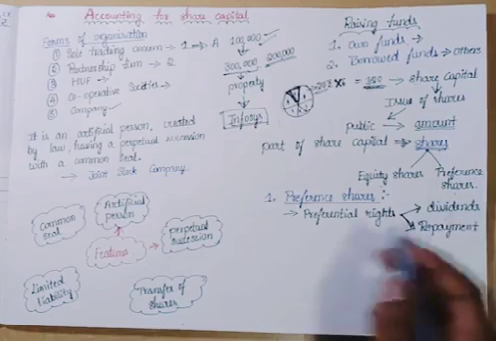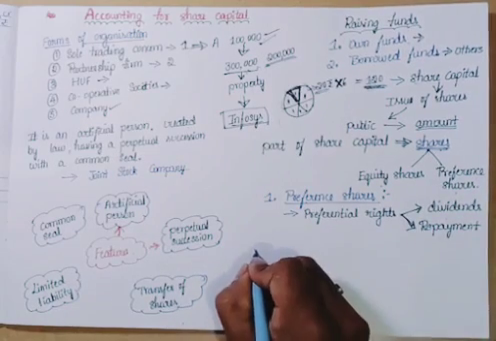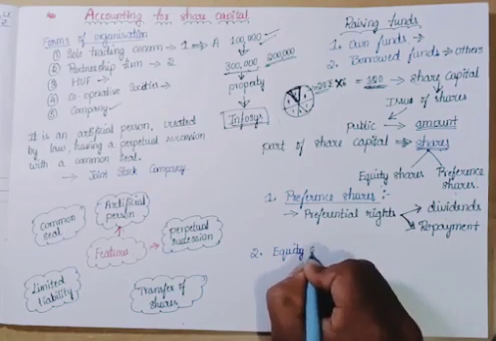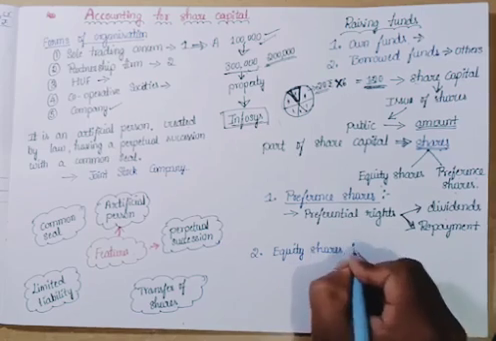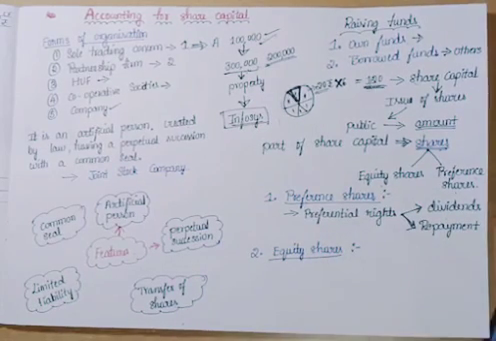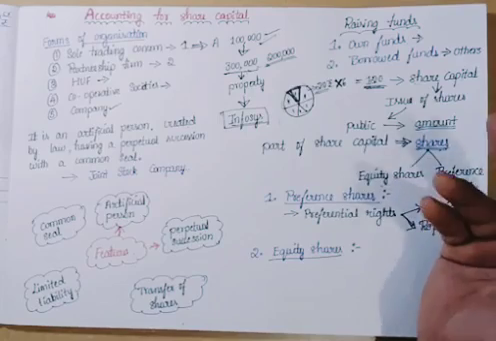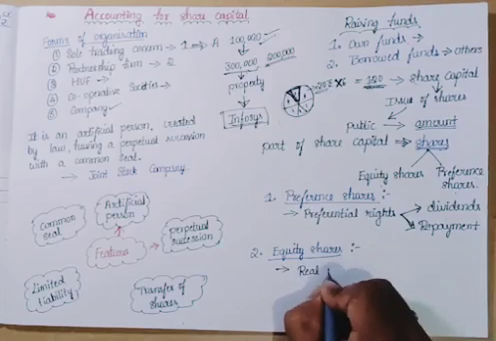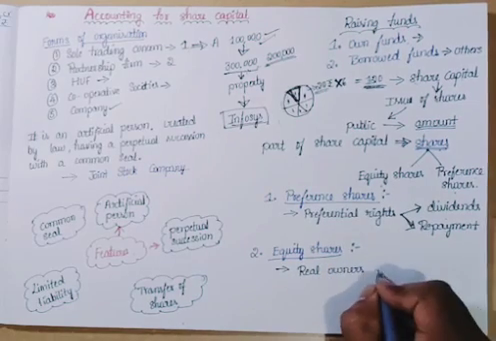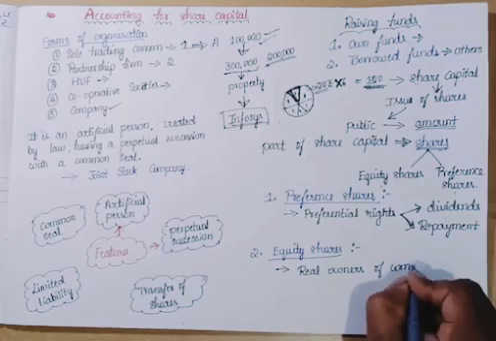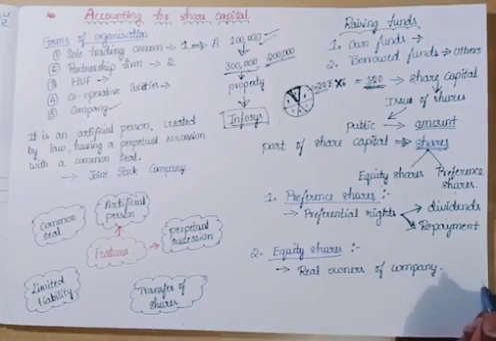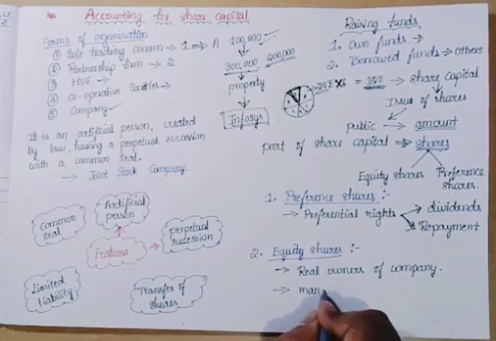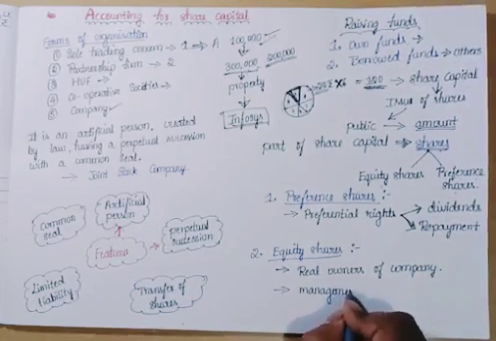Then let me tell you what you mean by equity shares. Equity shares and equity shareholders are called the real owners of the company, because they have the right to participate in management meetings as well as decisions.